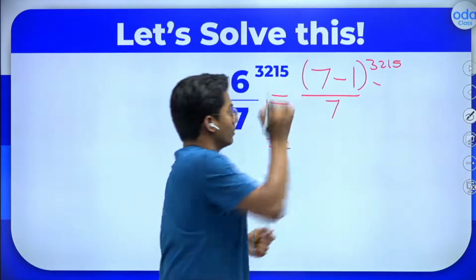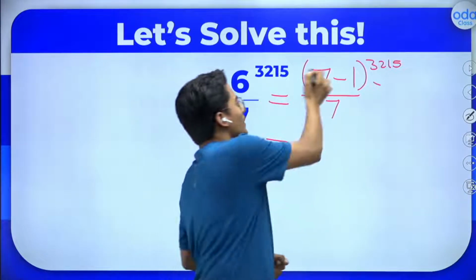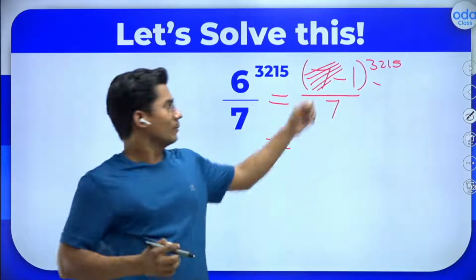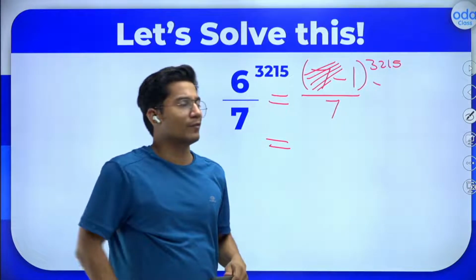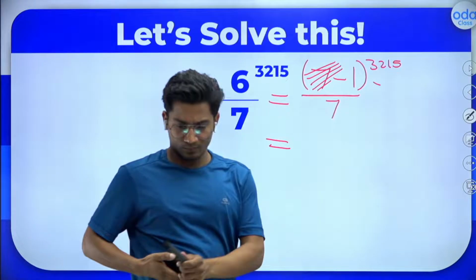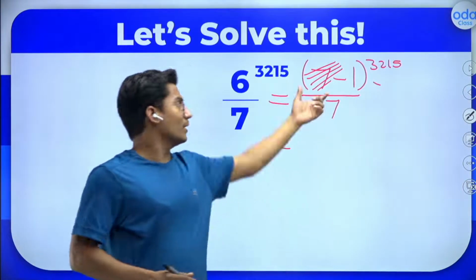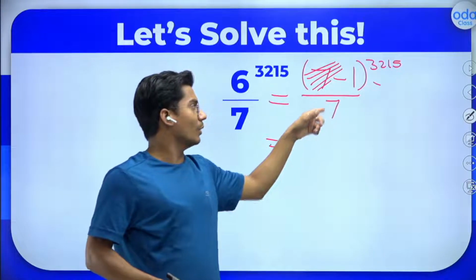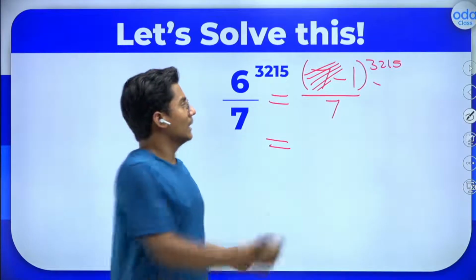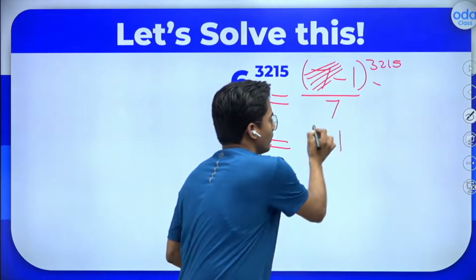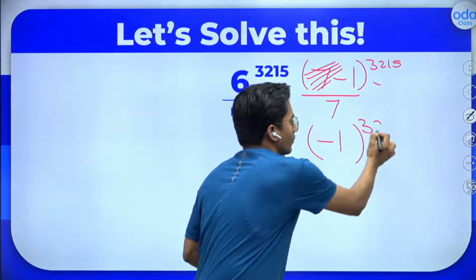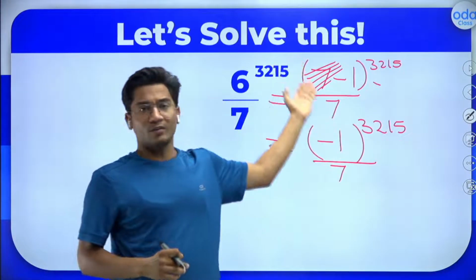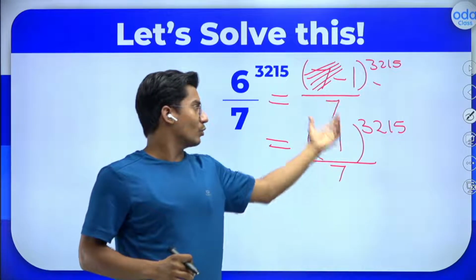So here we have got 7 minus 1, exponent 3215 divided by 7. Now here, the favorite part, the easiest part is to just forget about it, right? In life, sometimes it is very difficult to forget, but here you have to do it, fine. You have to do it this way. So what can be done? Again, we will be having minus 1 exponent 3215, divided by 7. So here we have forgotten about 7. Then only minus 1 is left.